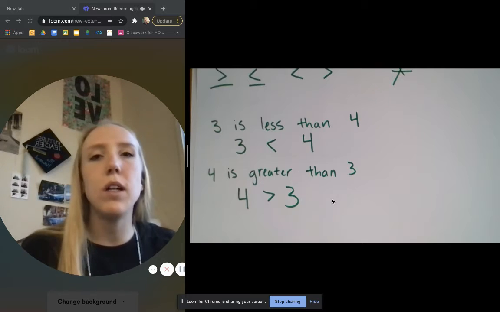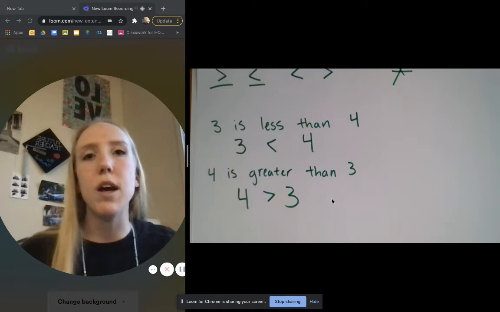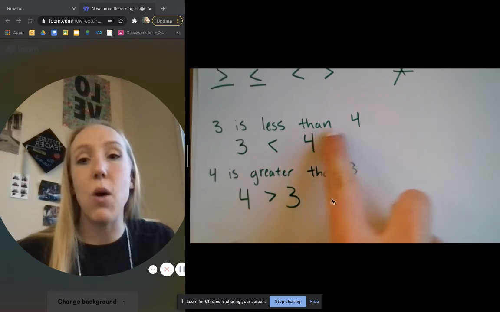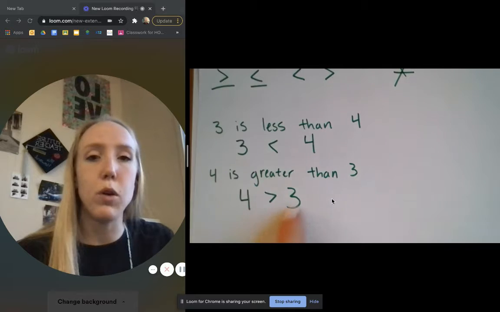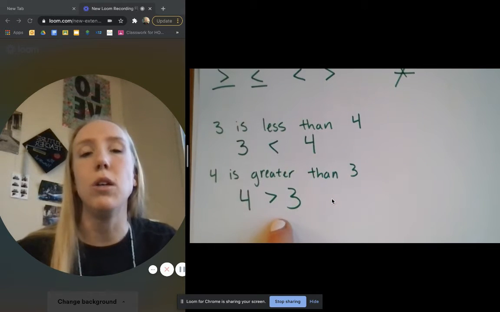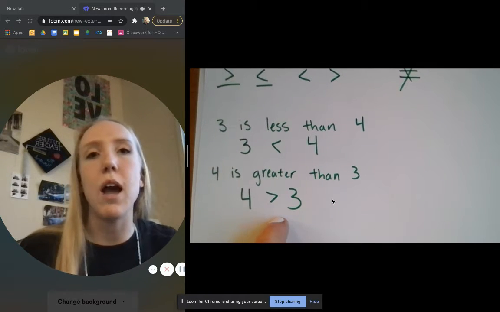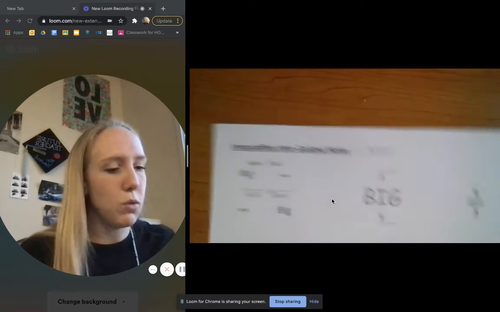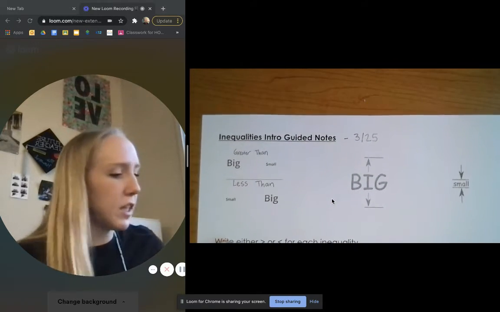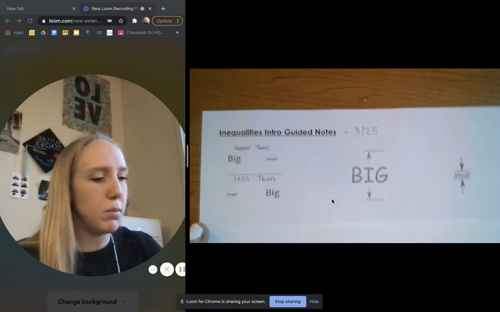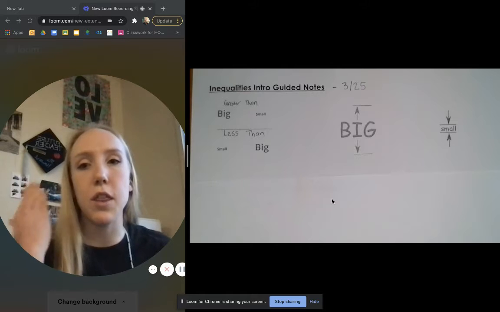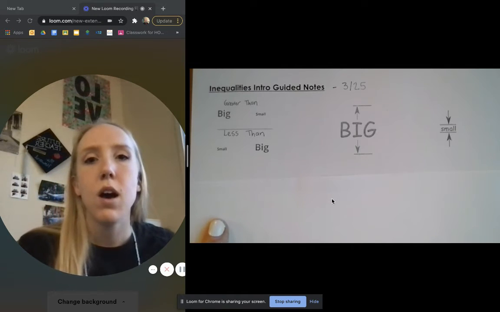So what inequalities let us do is compare numbers using symbols rather than just having to write out all the words. Okay, so what we're focusing on is the symbols for right now. And then next, we're going to work on how to graph those. So the first thing that's important to know is what those symbols are. There are 4 symbols for inequalities, but we're just going to think about the first 2 for right now.